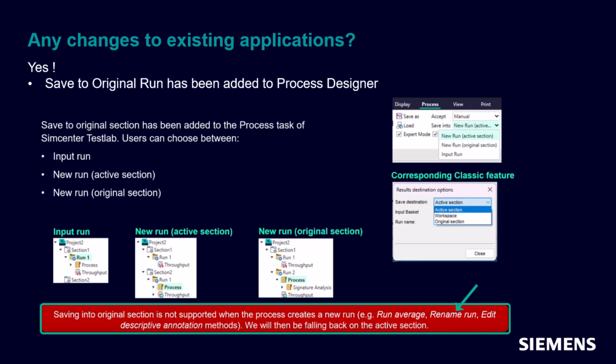If I'm renaming a run as part of a process, same thing, it's going to go to the active section rather than the original run. And then if you're editing the descriptive annotation as part of a method, that always creates a new run as well. So if the process is creating a new run, it's going to go to the active section. If it's not creating a new run, it could go to the original section if you set it that way.